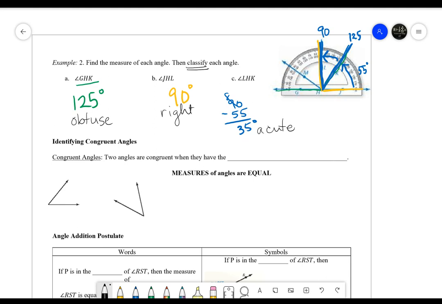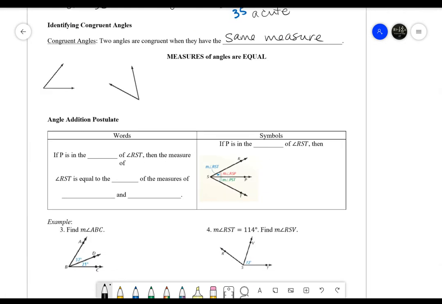Okay, now we identify two angles as congruent when they have the same measure. The same measure. Okay, it's got to be exactly that. Okay, we're moving on. We've now moved on to page 41, the angle addition postulate.